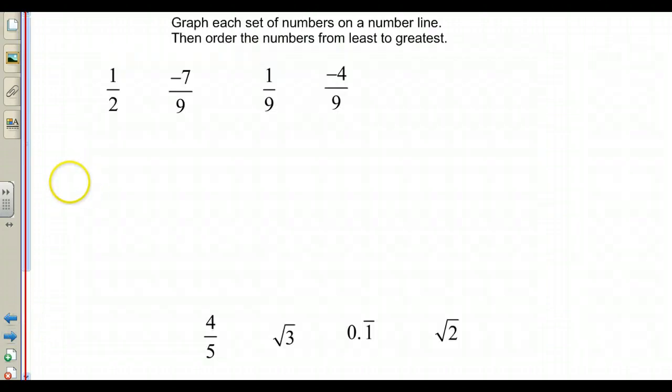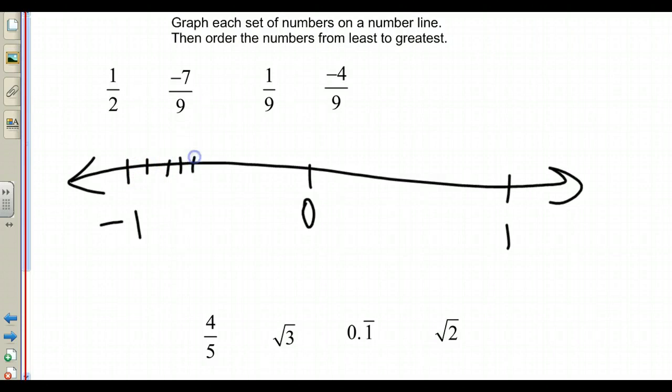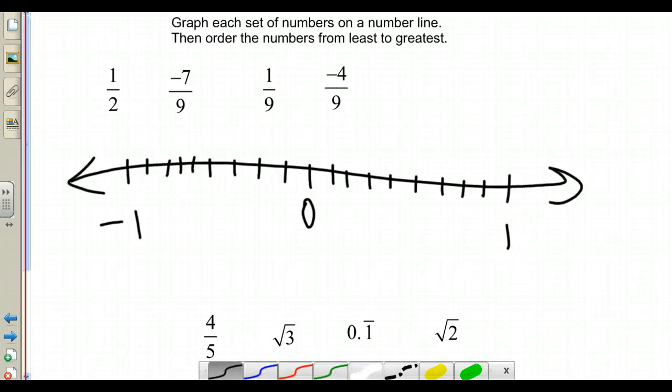We're going to graph some of these numbers on a number line. So I'm going to make a little number line here. There's 1. There's -1. I'm going to go ahead and split this into about nine different ninths here. I'll try to. 2, 3, 4, 5, 6, 7, 8, 9. So I've got my number line here. Split it into ninths since we're dealing with ninths here. And I'm going to put these numbers on the number line.